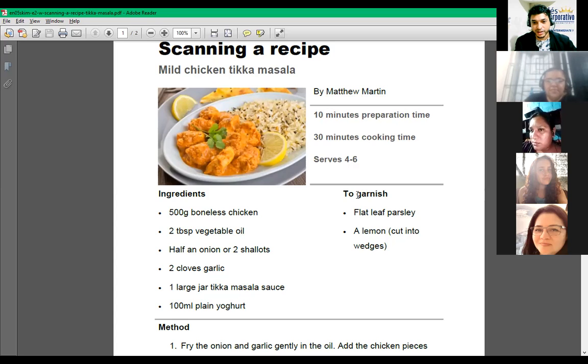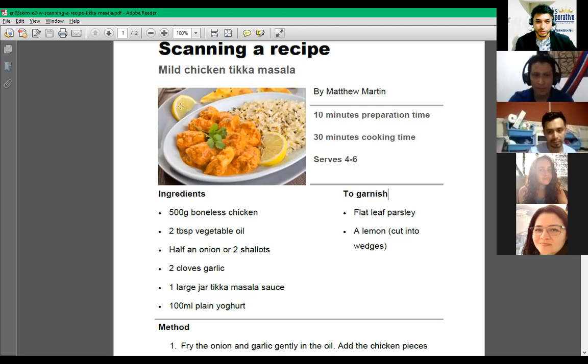And what is garnish? To garnish. What is the meaning of garnish? Guarnición. No, look at this. To garnish, we need flat leaf parsley, this one, and a lemon, cut into wedges or cut into pieces. So garnish is like decorate. Adornar, yes. To decorate the dish. Para adornar.